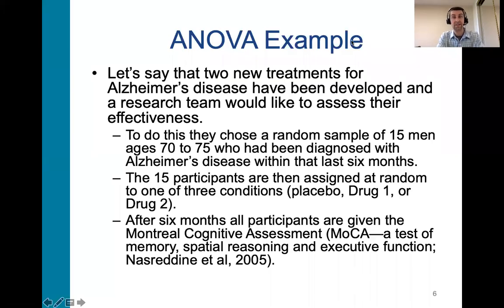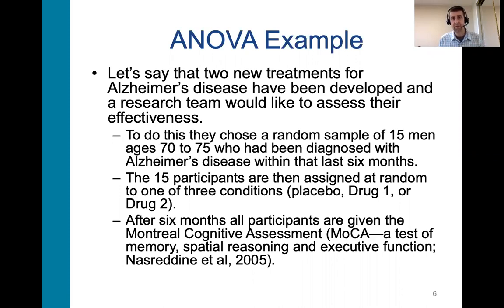All right, nothing says learning how to do a one-way between subjects ANOVA like actually just jumping into the problem. So let's talk a little bit about what we have here. In this case, what we're going to be looking at is Alzheimer's disease and trying to develop drugs that will improve cognitive ability, or at least maintain cognitive ability, if you want to think about it in that way.